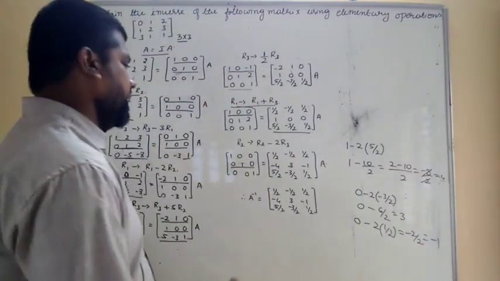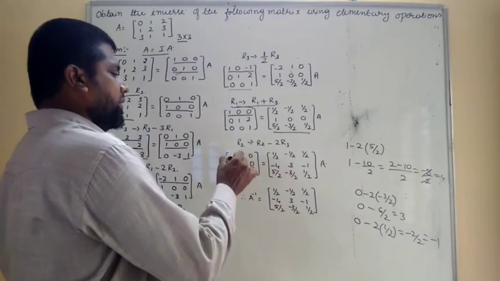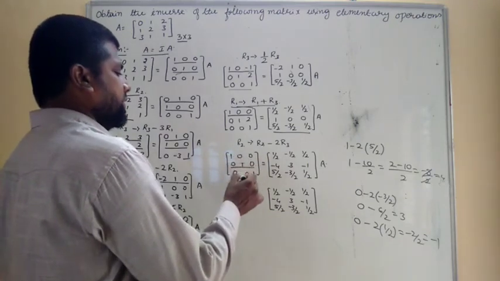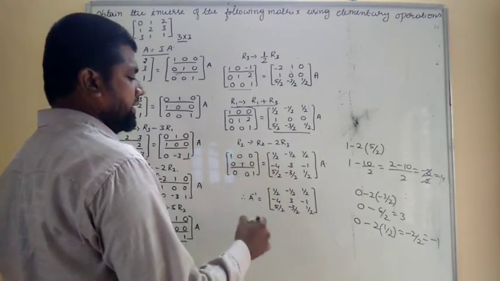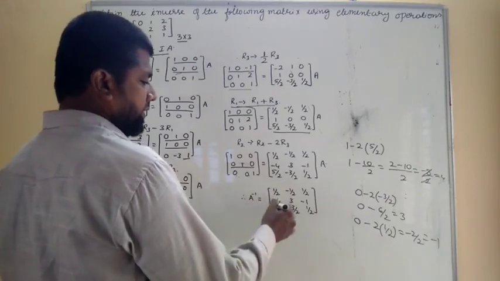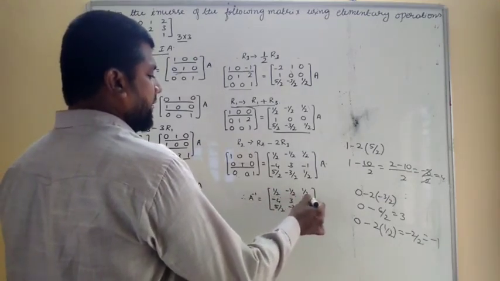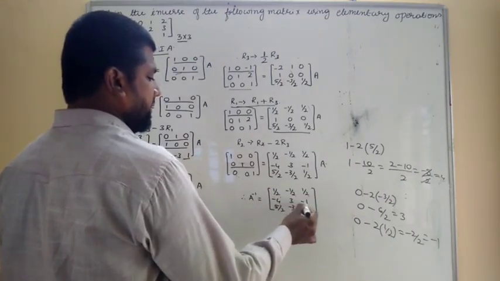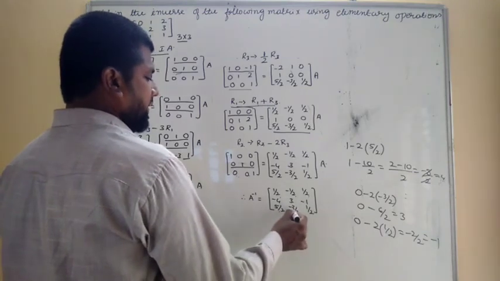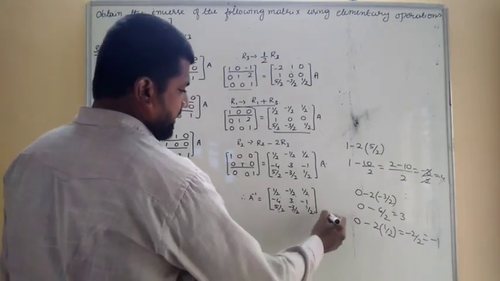So we got A as the identity matrix 1 0 0, 0 1 0, 0 0 1. Therefore A inverse is equal to 1 by 2, minus 1 by 2, 1 by 2; minus 4, 3, minus 1; 5 by 2, minus 3 by 2, 1 by 2. So this is the answer.